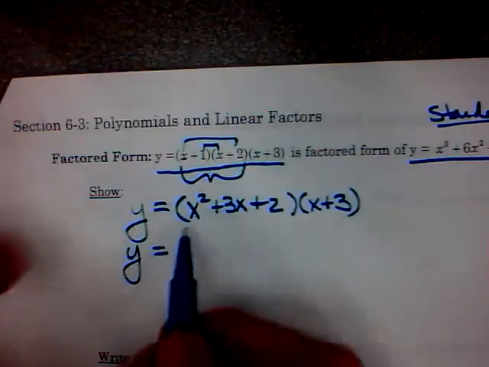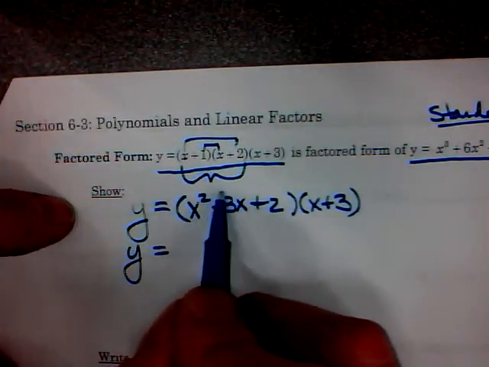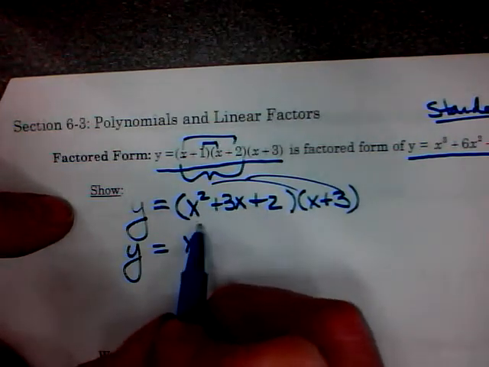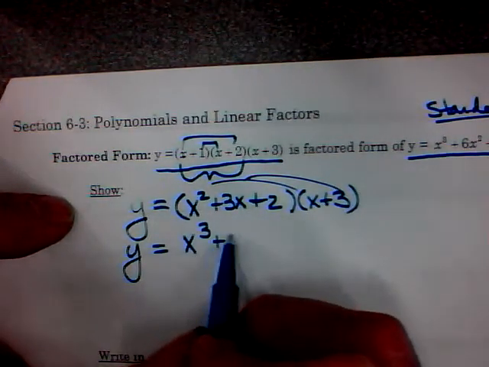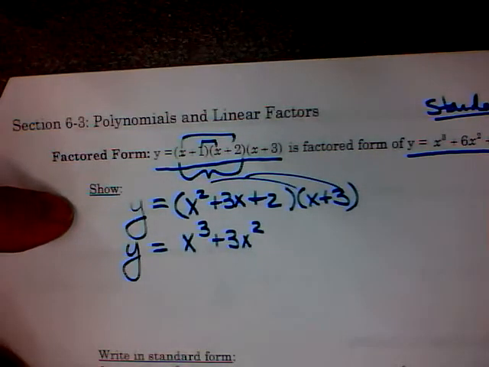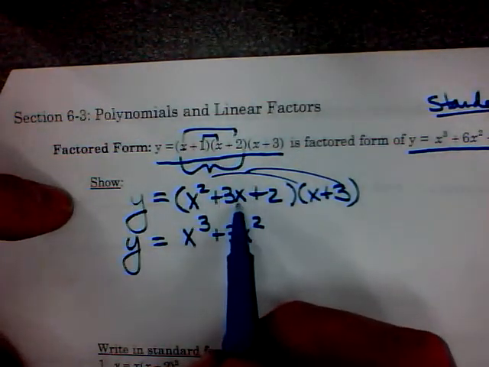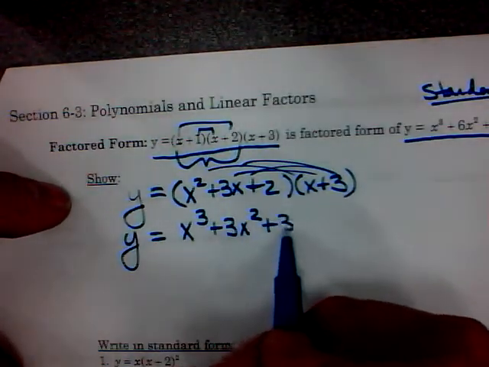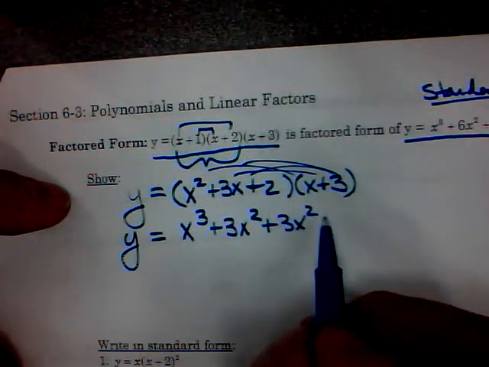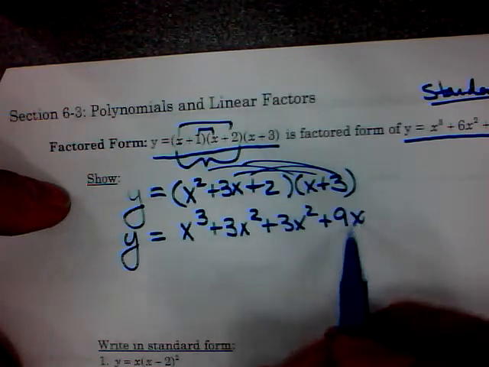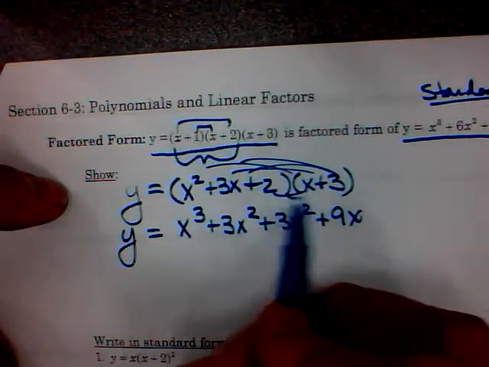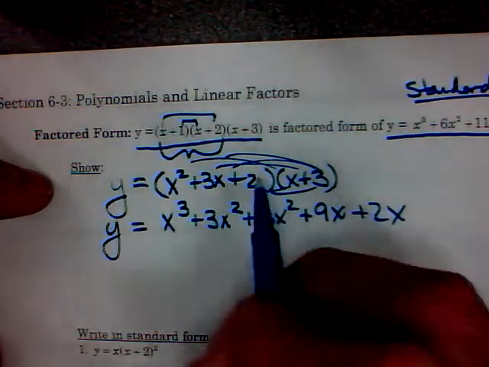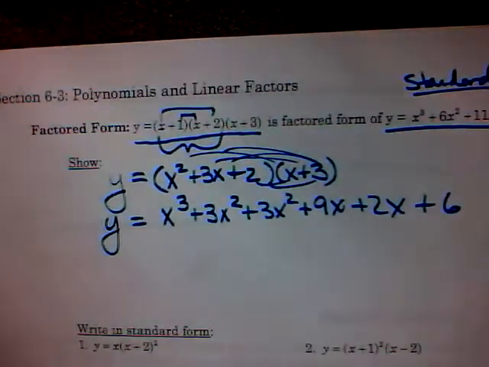Okay. So first we're going to start with the x squared, and that's going to go to both. So x squared times x is x cubed. X squared times 3 gets you 3x squared. Then we're going to multiply the 3x times both. So 3x times x is 3x squared. 3x times 3 gets you 9x. And then we got to multiply this 2 times both. So the 2 times x gets you 2x, and 2 times 3 gets you 6.